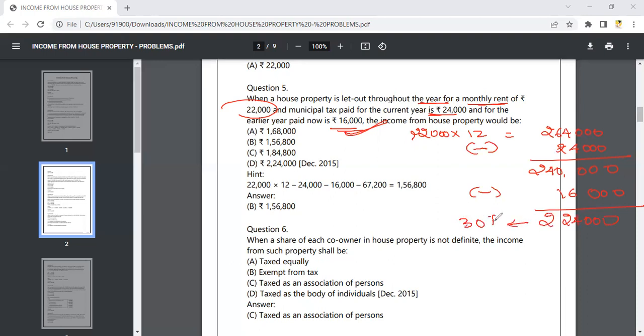On this, if I do standard deduction of 30%, I'll get 67,200. Again, I'm going to do the deduction, so I'll get 1,56,800 as my answer. Understood?